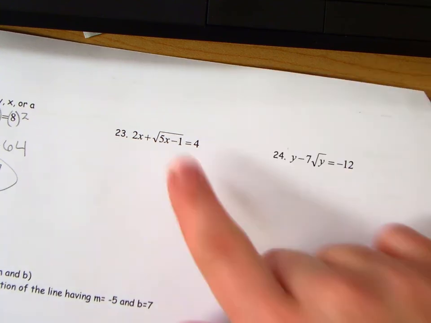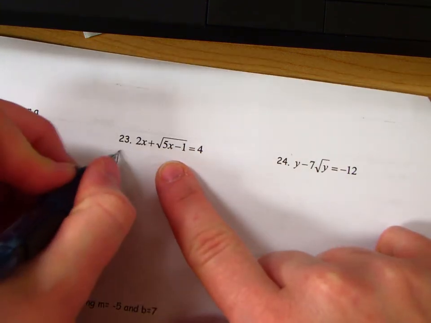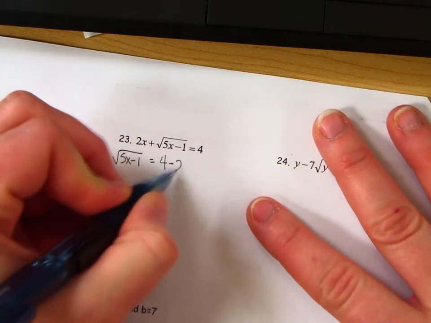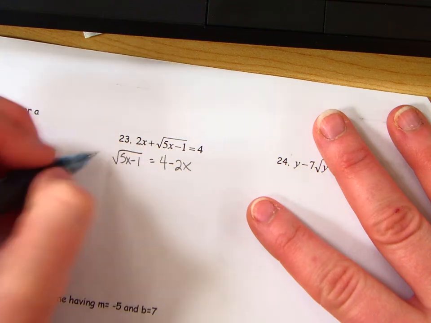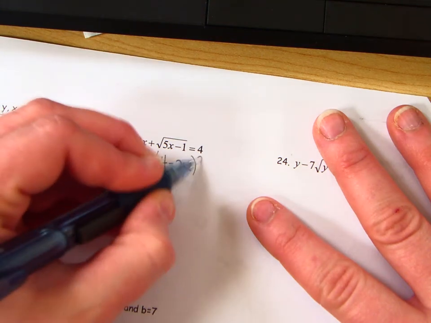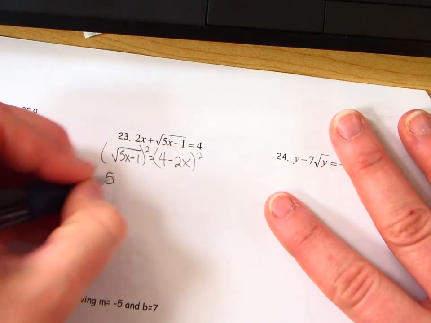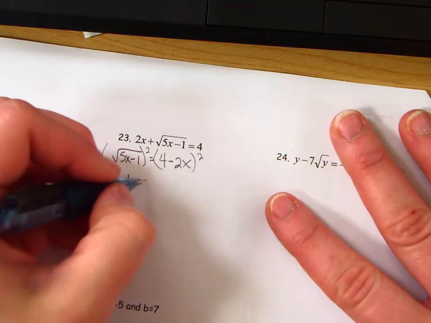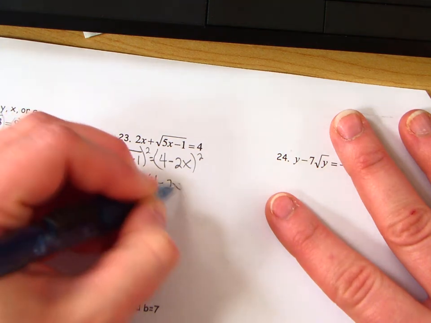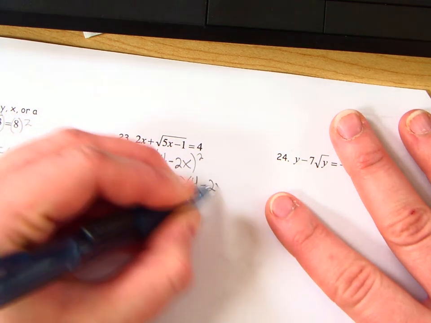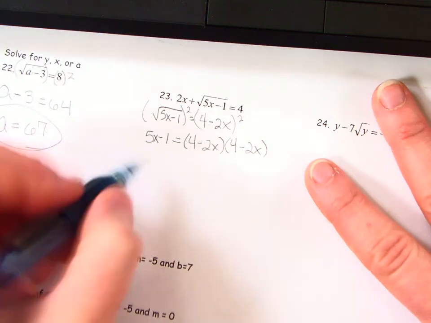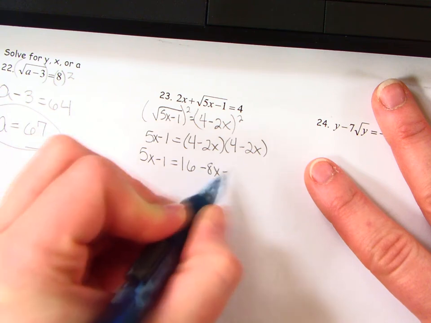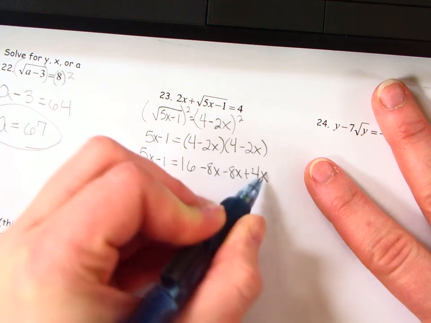Number 23, we have to get the square root by itself. So we're actually going to keep 5x minus square root of 5x minus 1 here. But then we're going to do 4 minus 2x on this side. Now when we square this side, the left side is easy. You just get 5x minus 1. But when you square the other side, please don't distribute your squared. I see a lot of kids do that, and it's just wrong. You have to write it twice and distribute it the whole way through. So we're going to get 5x minus 1 equals 16 minus 8x plus 4x squared.